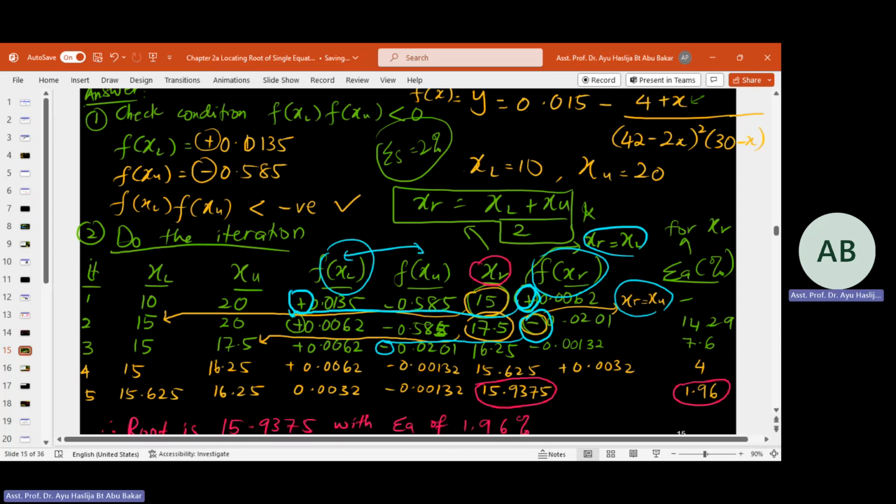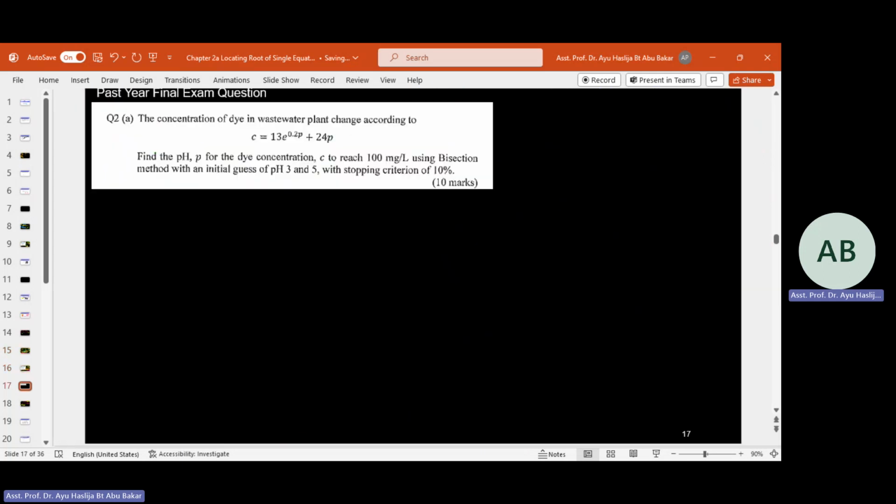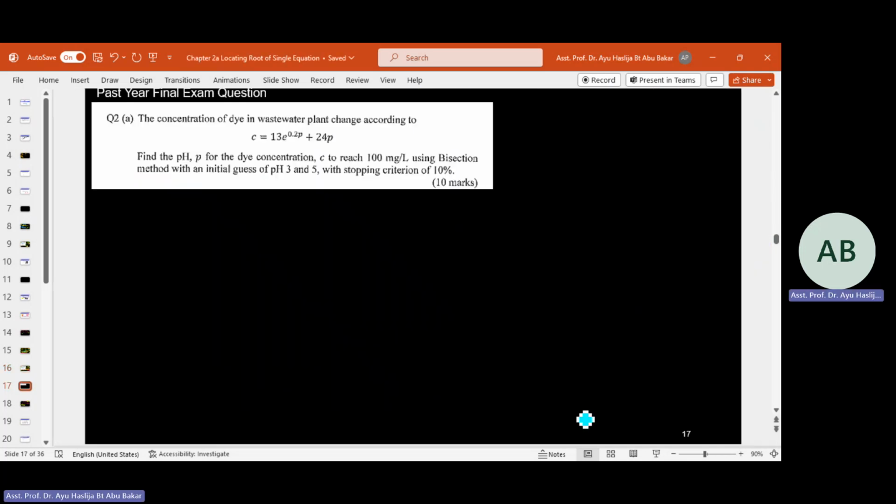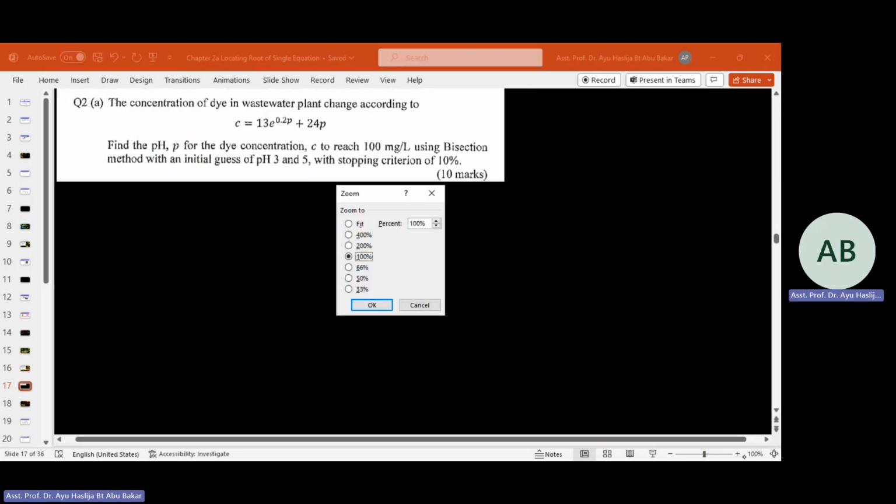Okay, I just want you to do another exercise on this bisection. We had done this. All of you tried until the 6th iteration, right? Last time. Now, try this question. This is also from the previous final exam question.